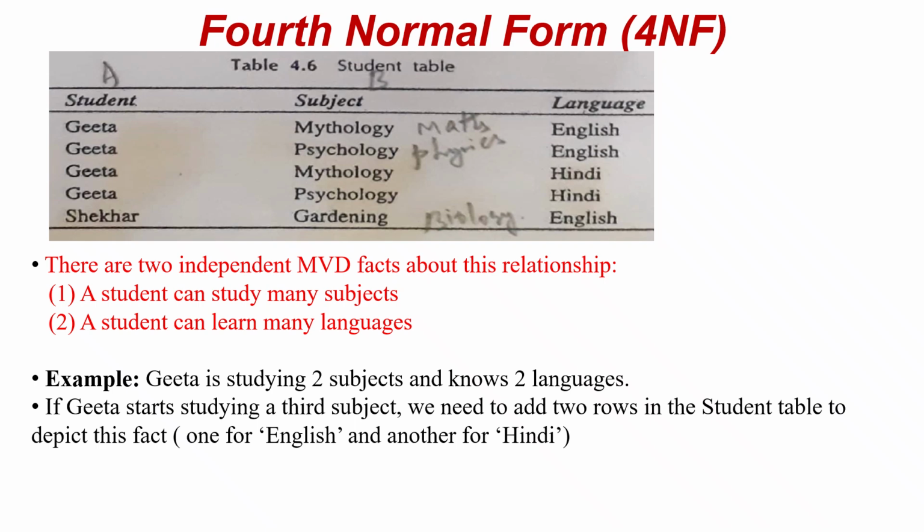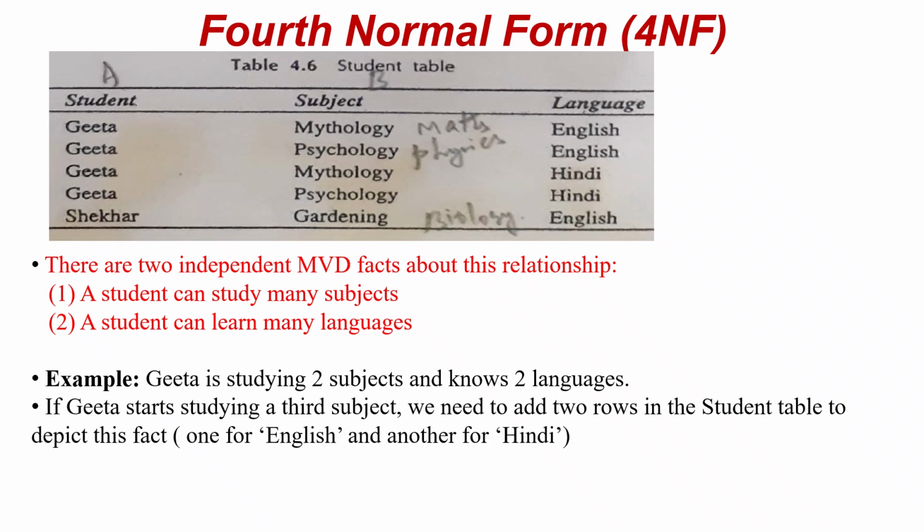So for fourth normal form, we have taken one example, that is a student table, which consists of student, subject and language. There are two independent facts about the above relationship. A student can study many subjects. For example, Geeta studies mythology and psychology. And also a student can learn many languages. That is, Geeta can study mythology either in English or in Hindi too. So Geeta is studying two subjects and knows two languages.